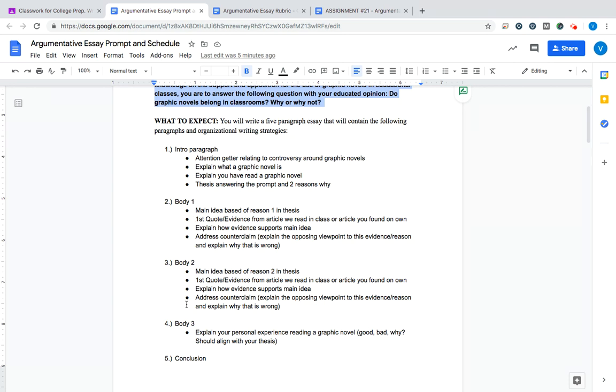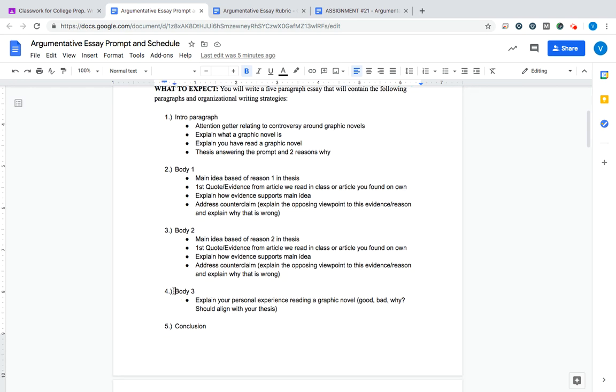Same exact process for the 2nd body paragraph, except you are just talking about your 2nd reason from your thesis. Still drawing a quote, probably from one of the sources that we've looked at together as a class, explaining how that quote supports your main idea here, and then once again addressing the counterclaim. Your 3rd body paragraph is going to be different. It is going to be different from the first 2.